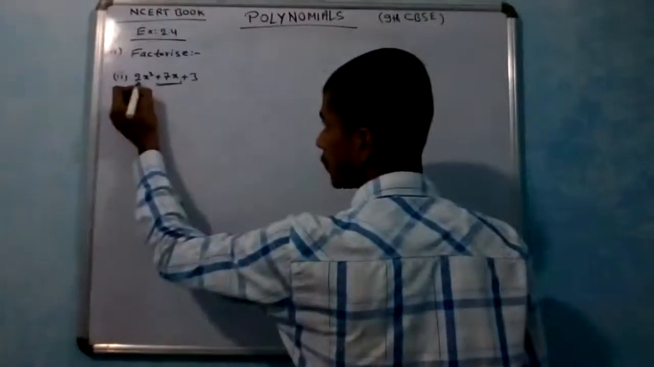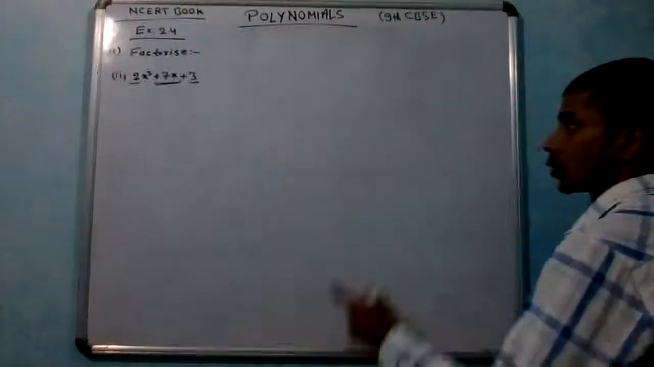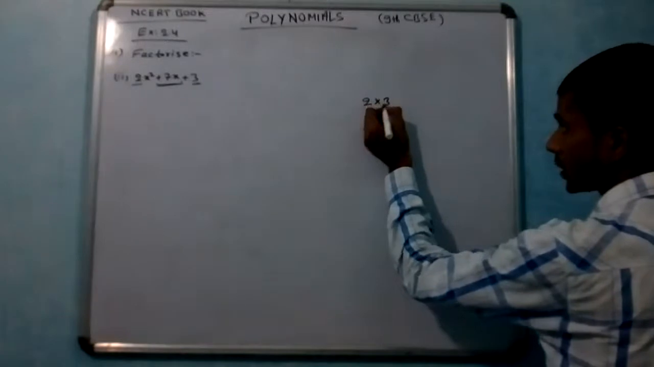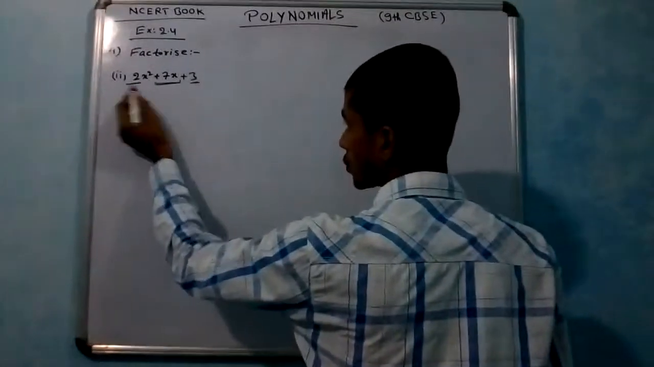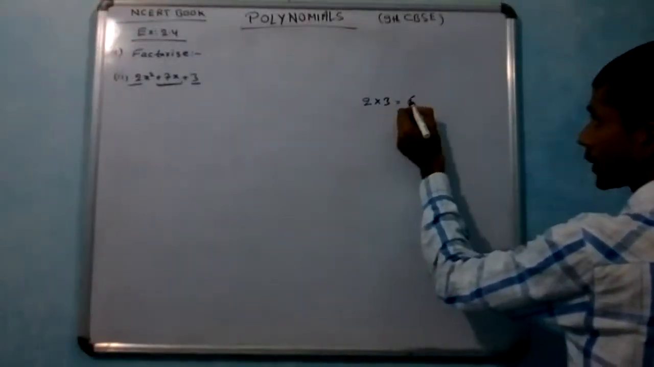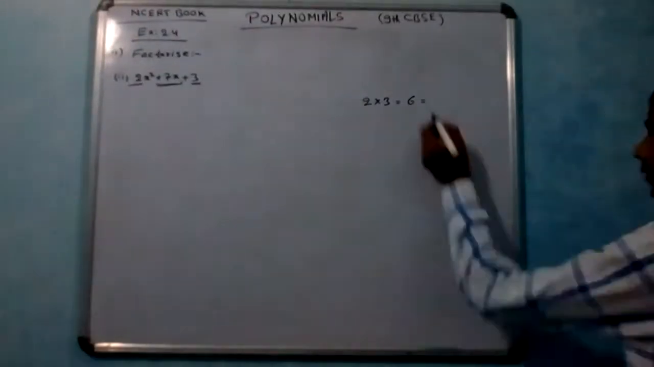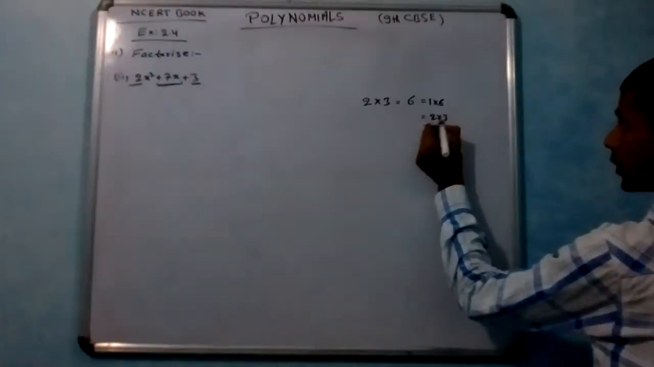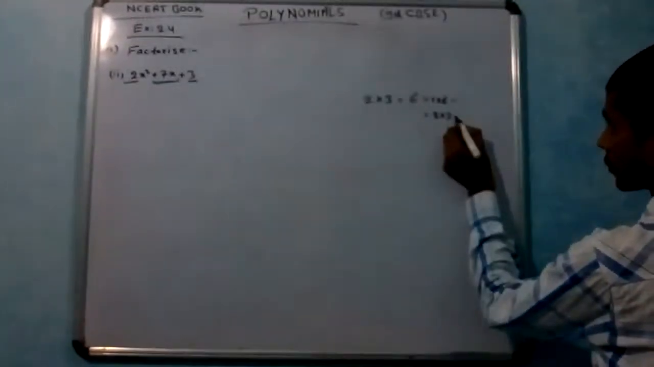So first of all we have to take the coefficient of x square and the constant. The coefficient of x square is plus 2 and the constant is 3. After multiplying we are getting 6. Now for the 6 we have to find all the possible pairs of factors. We will start from 1 into 6, 2 into 3, and then 3 into 2, 6 into 1. So these two only are possible.